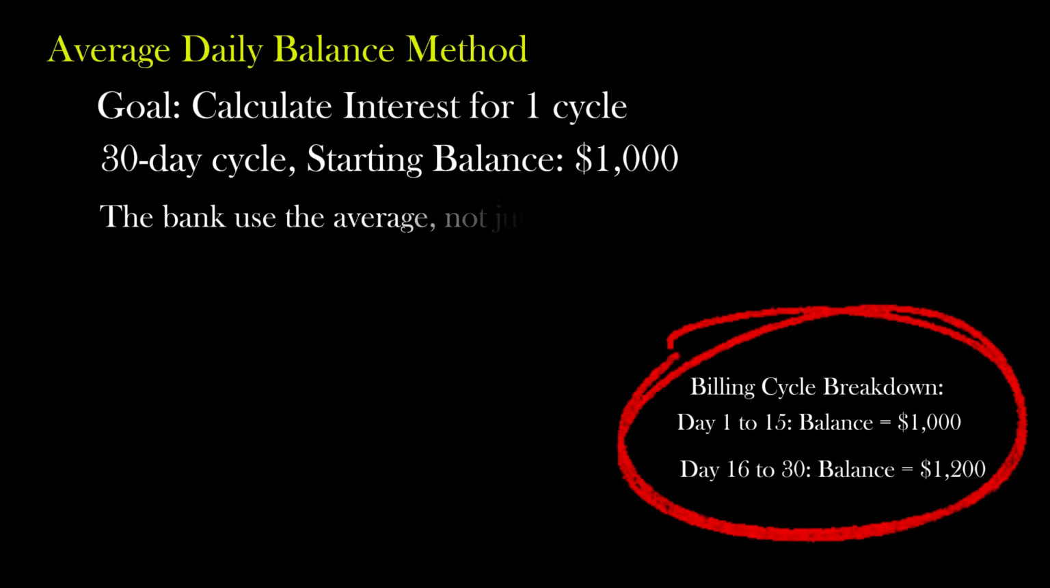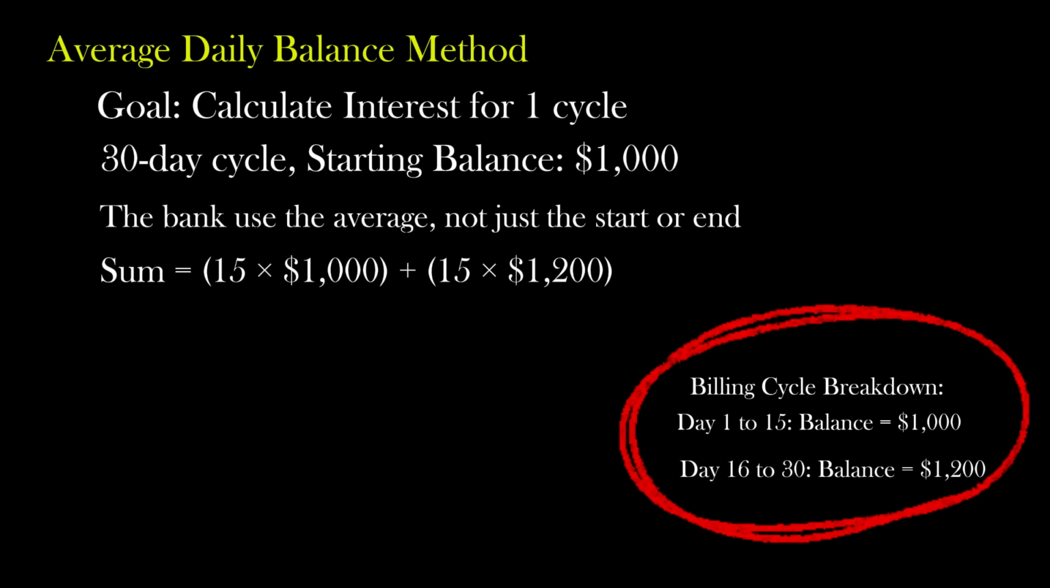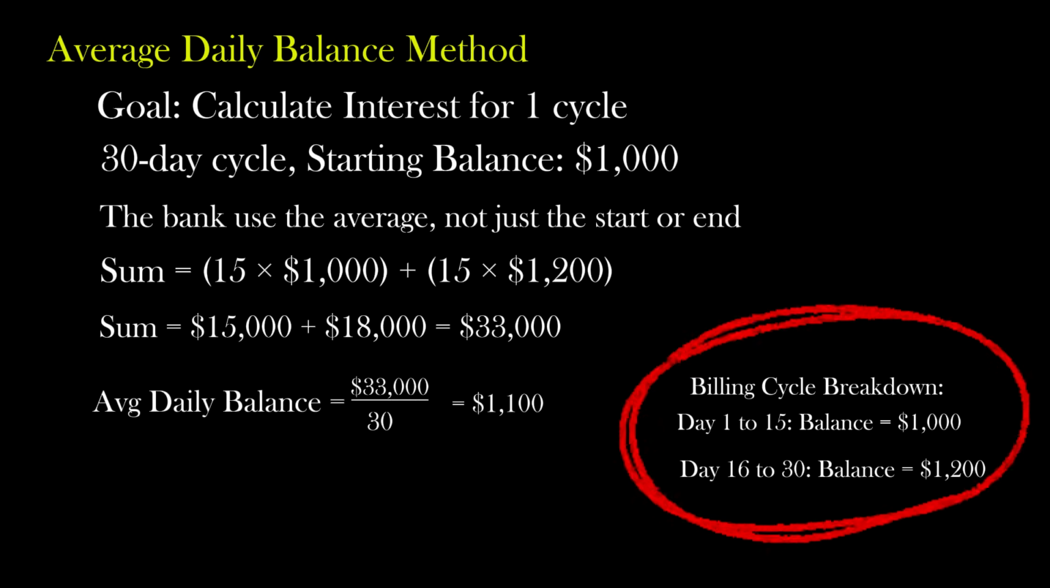To calculate the interest, the bank doesn't just look at your starting or ending balance. They average it out. First, we sum the daily balances: 15 days at $1,000 plus 15 days at $1,200. This gives us a total sum of $33,000. Dividing by 30 days, your average daily balance is $1,100.